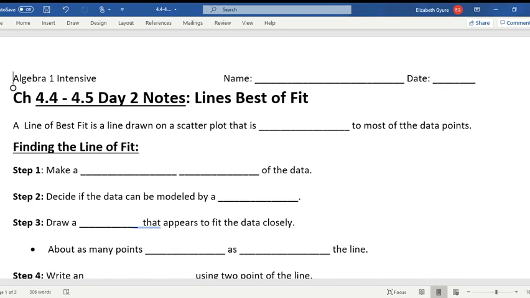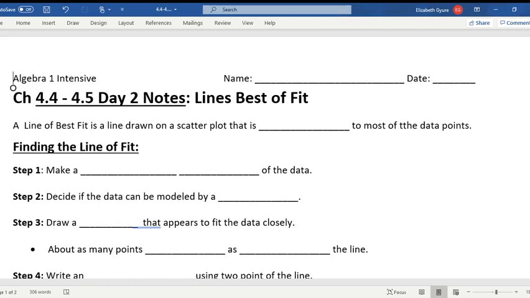So a line of best fit is a line drawn on a scatter plot that is, I don't remember what word I wanted to put there, I'm not gonna lie to you. Huh? Oh, yeah, because I thought this is 10. I'm so slow, right? Representative, that's how I think about it. Because it's a big word. Okay.